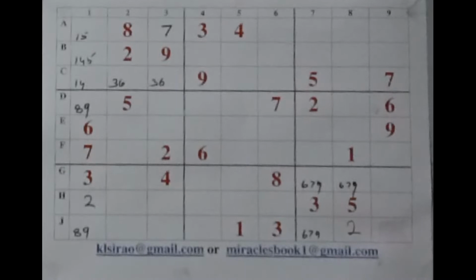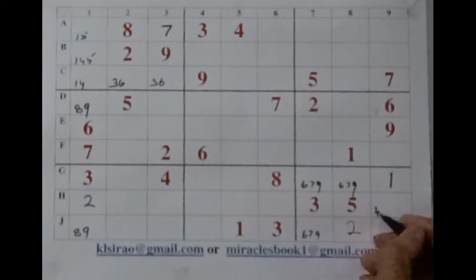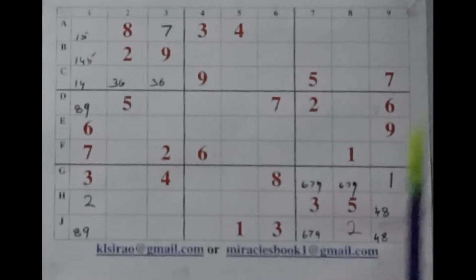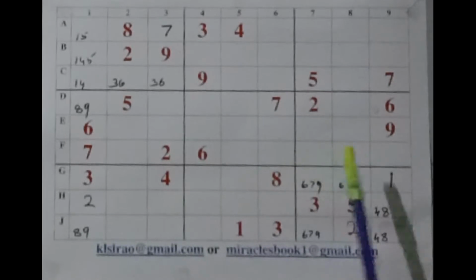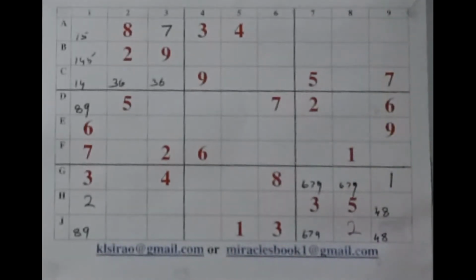We need 1, 4 and 8. But we have a 4 and 8 here, the same row. Therefore, we can confirm number 1 here and we can make a pair of 4 and 8 in these two cells. Let's do it. 4 and 8. Okay. Now, what about these three cells in this column?